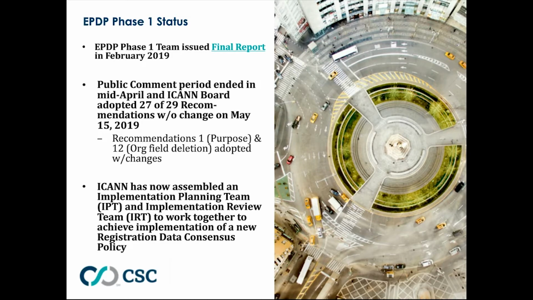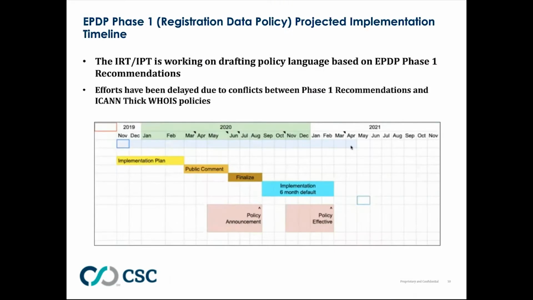ICANN then assembled an implementation planning team, which is ICANN staff, and an implementation review team, which is part of the community, put together to achieve the implementation of the new registration data consensus policy. That's what they've been up to so far. Now the team is working on drafting that policy language based on those EPDP Phase 1 recommendations. Those recommendations were really concepts. They weren't policy language. So now the team has to deconstruct those concepts into actual policy language, and that's what they've been grinding through.